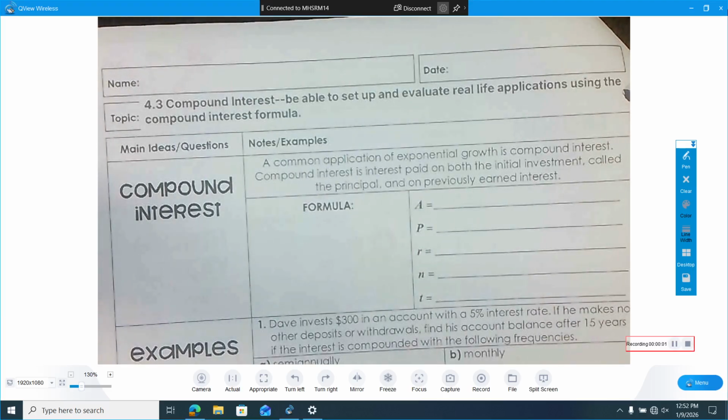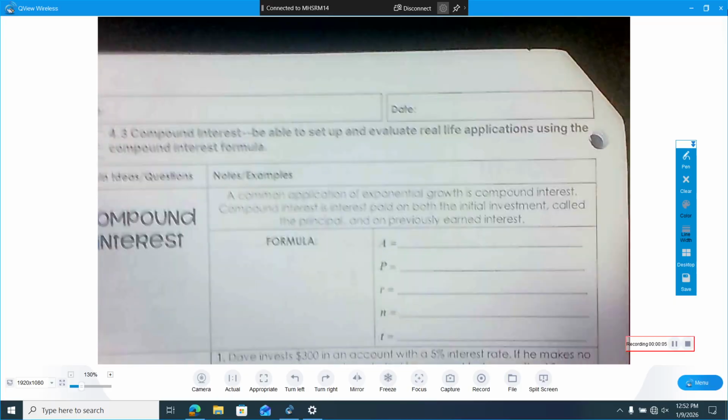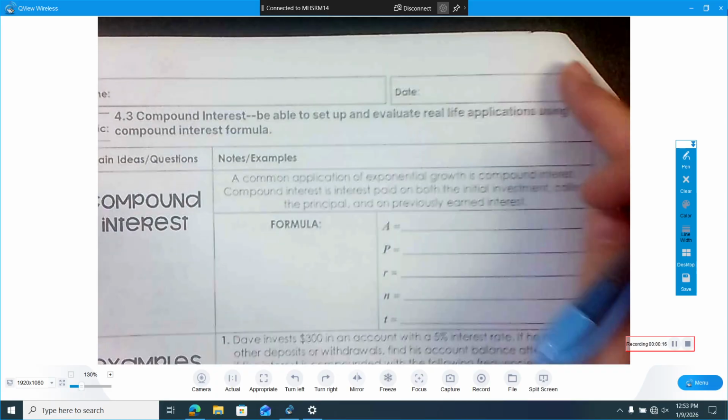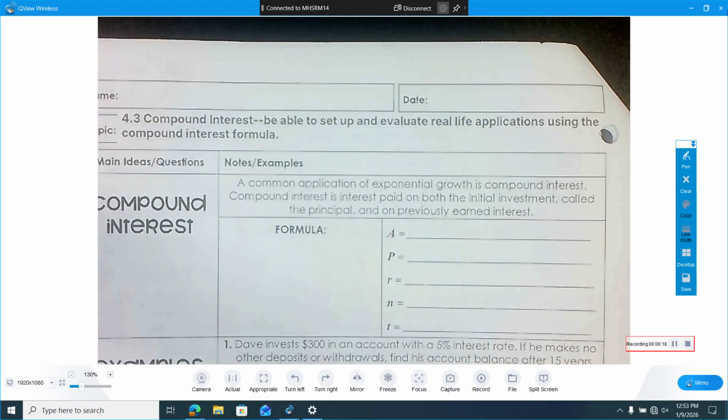Calculators handy. We are doing more with formulas, which are always fun and easy. We are talking about compound interest today. We're going to be able to set up and evaluate real-life applications using the compound interest formula.